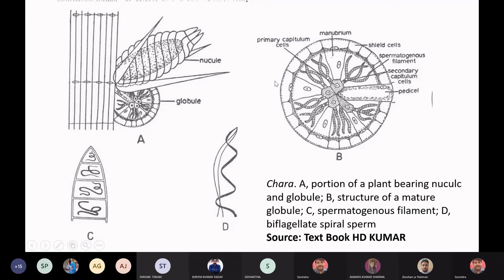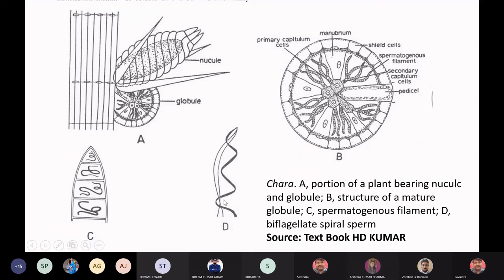Yes, sir, this is the beautiful diagrammatic representation. I have taken this photograph from the HD Kumar book. So now you can see this is the corona, one cell, second cell, third cell, same the fourth cell picture. Now you can imagine how they are twistedly arranged. So this is the diagrammatic view of globule and nucleus on a main axis. An enlarged view of globule.